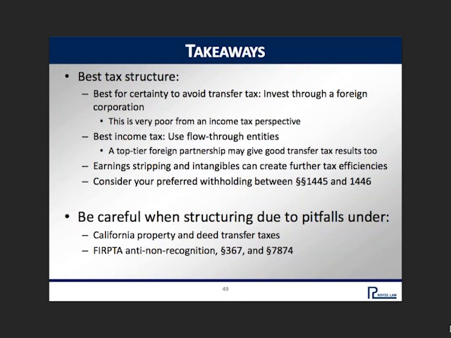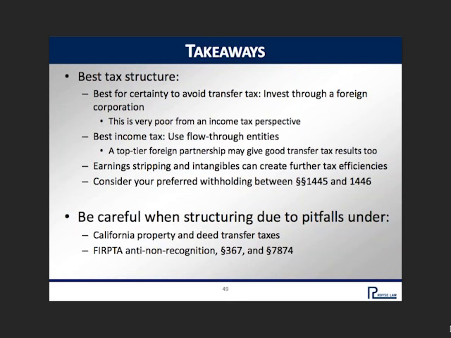repatriation taxes. The best income tax is to use flow-through entities, and maybe there's a chance, and it depends on your comfort, that you can still argue that you are okay under the transfer tax rules. If that's the case, that would clearly be the best structure. It's just that no one knows for sure that would work under the transfer tax rules. Earnings stripping, which I mentioned, which is the use of interest to get money out of the U.S. tax-free, can create further tax efficiencies, and you should consider your preferred withholding between the different sections.